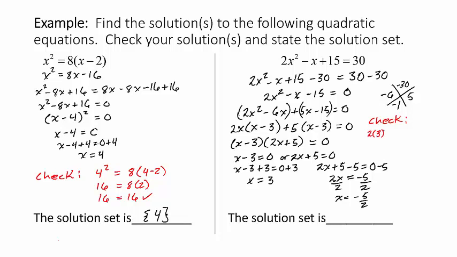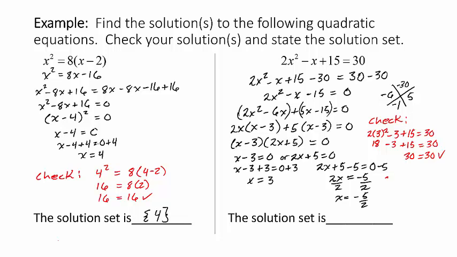So 2 times 3 squared minus 3 plus 15 equals 30. 2 times 9 is 18, minus 3, plus 15. Is that 30? Well, 18 minus 3 is 15. 15 plus 15 is 30. I'm going to declare that good. We've got that. Okay, so let's check this last one of negative 5 halves.